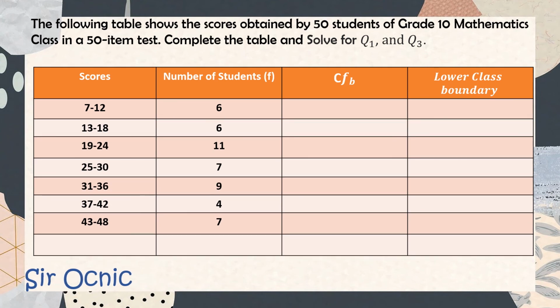Let us now discuss your work. Let us first identify or fill in the cumulative frequency row. We will have 6 plus 6 equals 12, plus 11, which is 23, plus 7 is 30, 39, 43, and 50. The lower class boundary of our first class interval is equal to 6.5, 12.5, 18.5, 24.5, 30.5, 36.5, and 42.5.